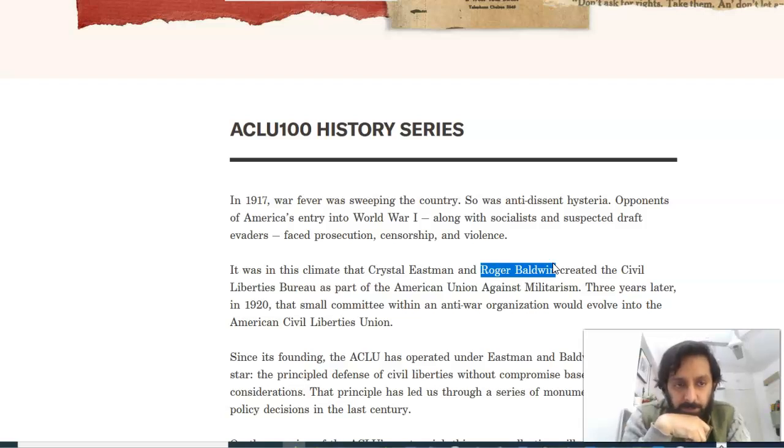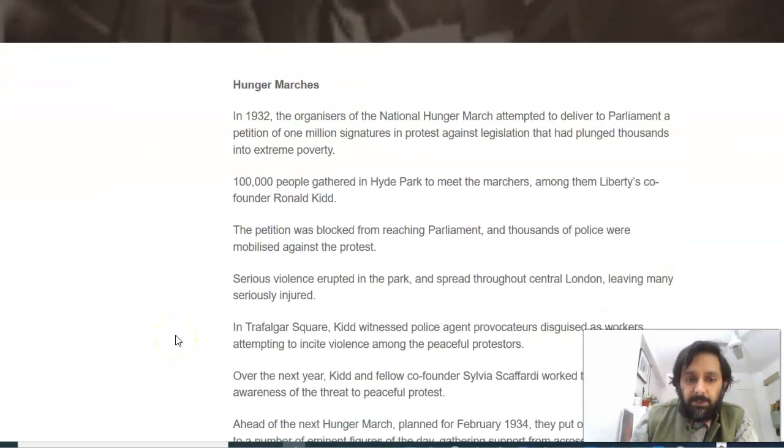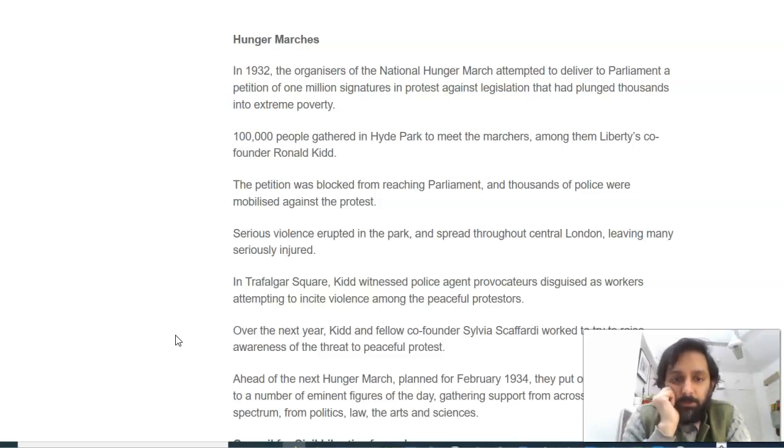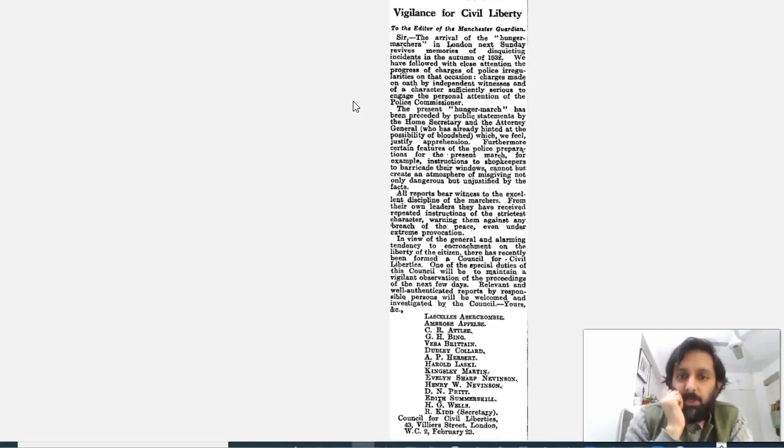And we'll come to this in a later segment of the lecture. Turning to the organization now called Liberty, that began as a response to the observation that there was police misconduct of various kinds at a national hunger march in 1932. And I'll just show you the initial letter that was written to a newspaper, the Manchester Guardian, now the Guardian newspaper, which mentions in the last paragraph that they recently formed a council for civil liberties.